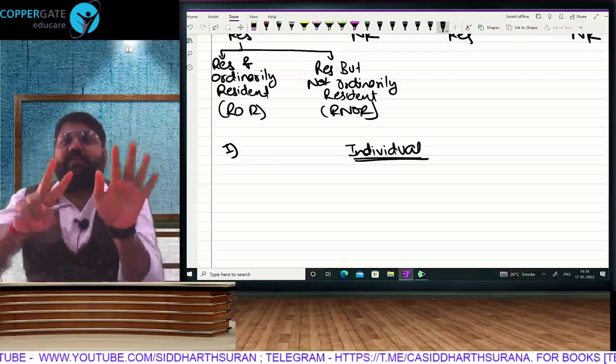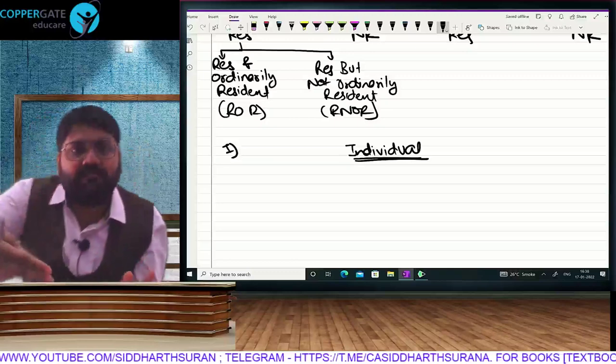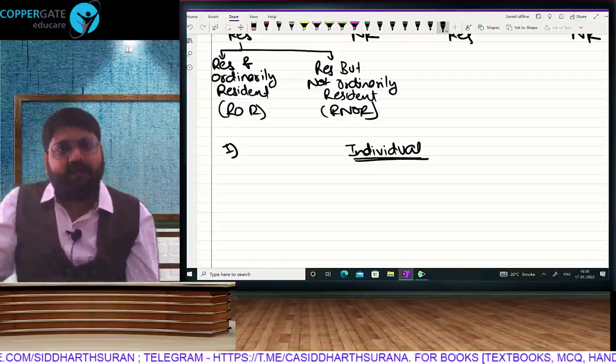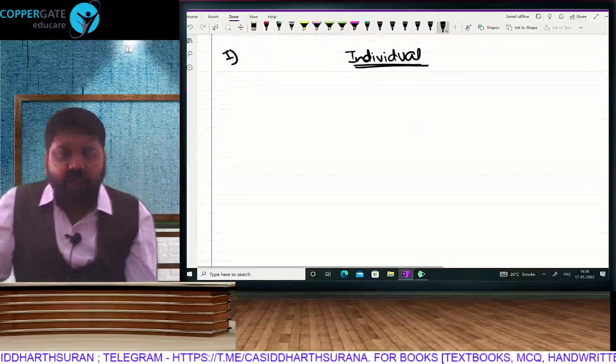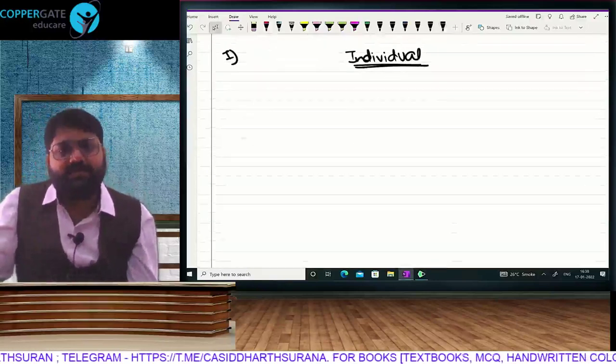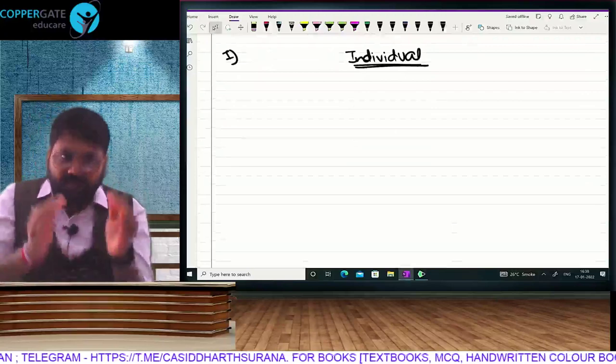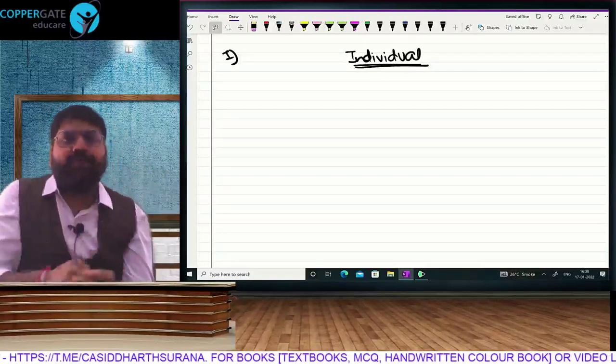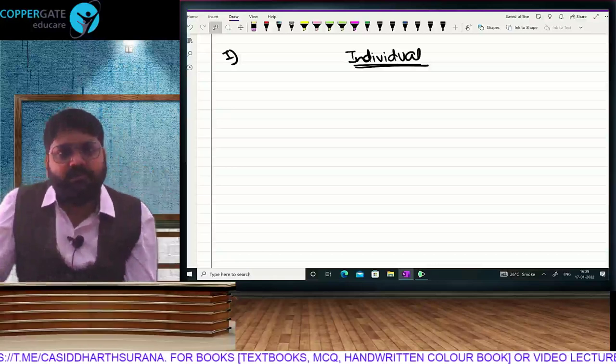Just like the seven categories of person we studied one by one, the residential status also of all of them we will be studying one by one. Which is the first assessee for whom we are learning residential status? Individual. Once this gets over, then we go to HUF, then company, firm, AOP, etc. One by one. Okay.